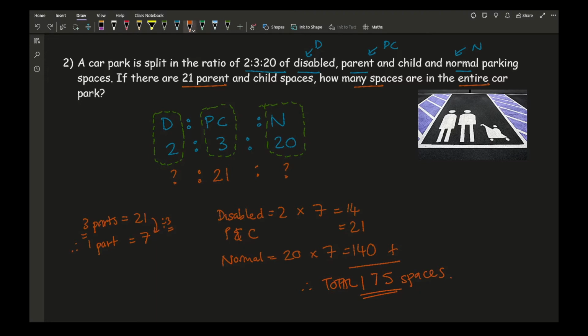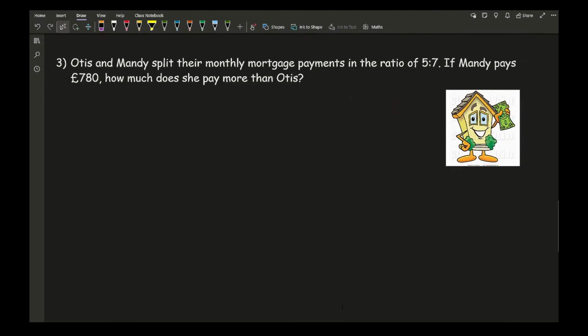So here the question wasn't just asking how many normal or how many disabled parking spaces there are. It's actually asking how much the total is. So I kind of have to go backwards compared to the previous video on sharing an amount using a ratio. So let's have a look at the next example.